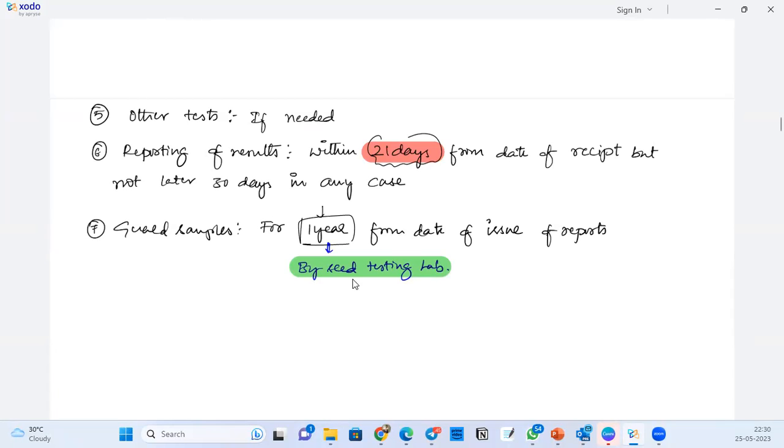From the date of issuing of the report of the seed testing, once it is done by the seed analyst, it is the duty of the seed testing laboratory to keep the record for at least 1 year.